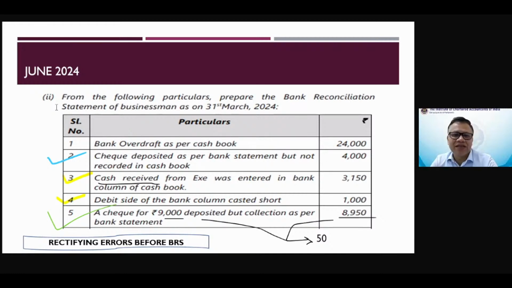Suppose the auditor also asks the same thing. Okay. Clear?